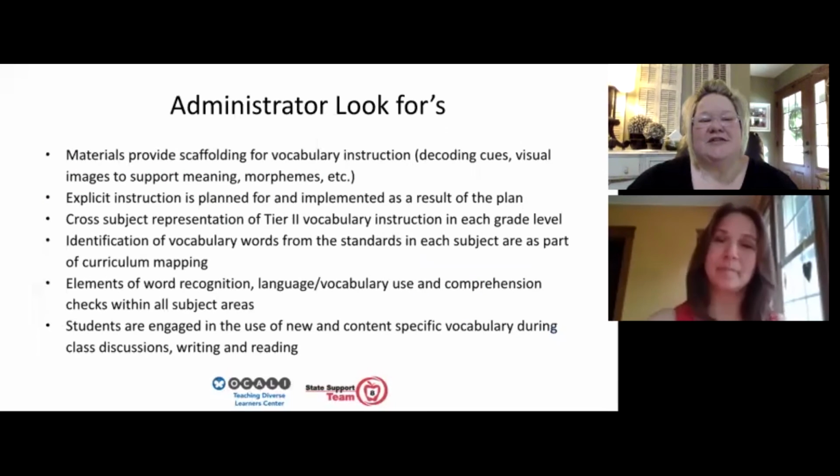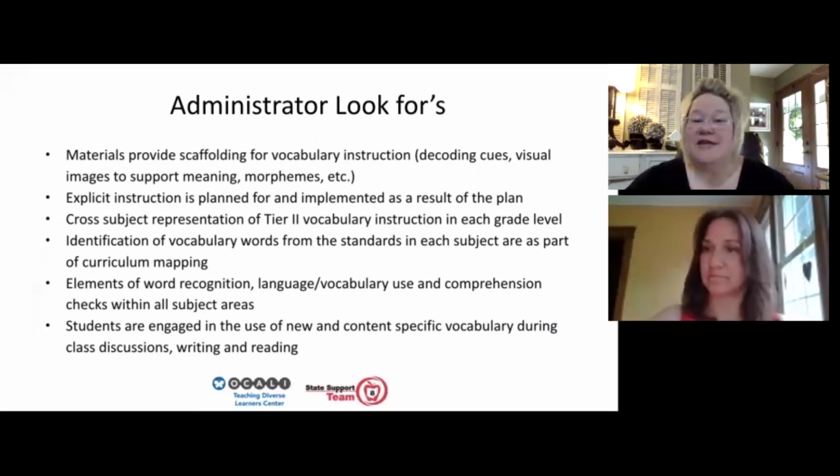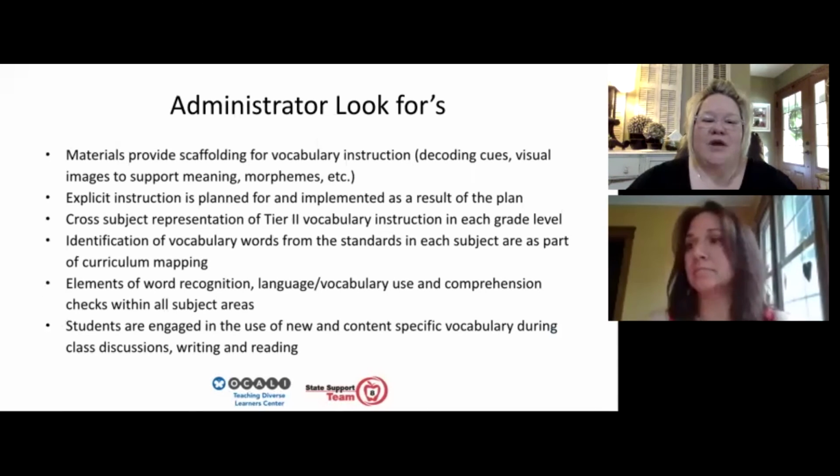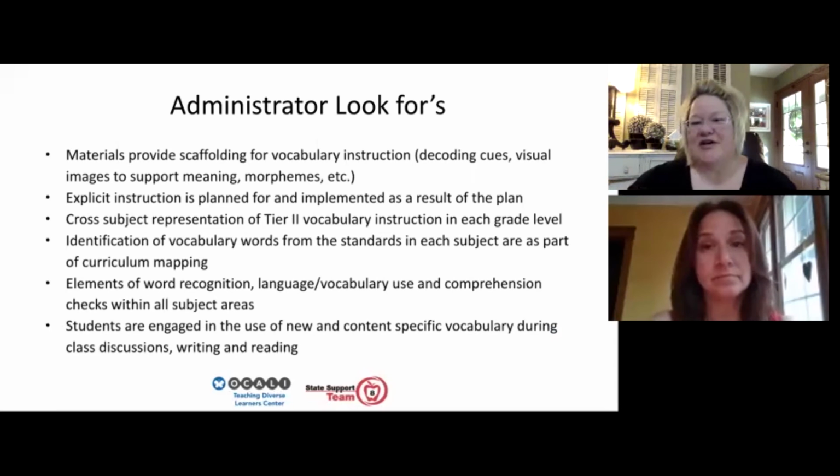All right, Tracy, to wrap up our video 3, let's talk a little bit about those administrative look-fors. What will administrators be looking for, seeing when they see that really all of the vocabulary is crossing those boundaries of subject areas? It's not just taught in English language arts, but really this is universal instruction. What will they see? Absolutely.